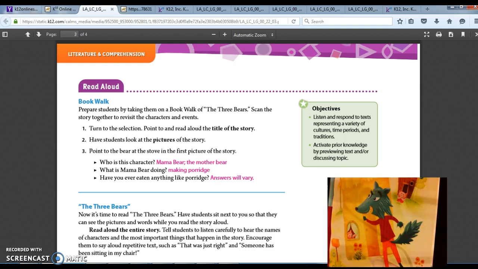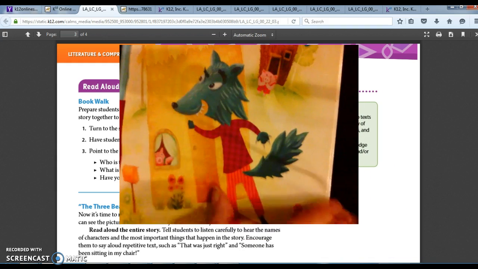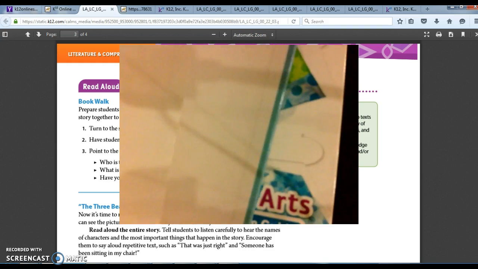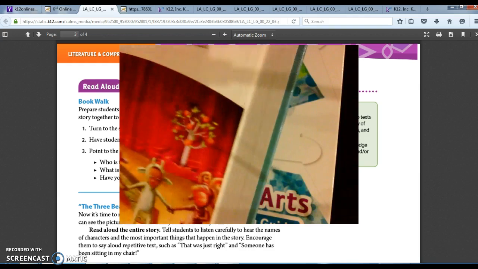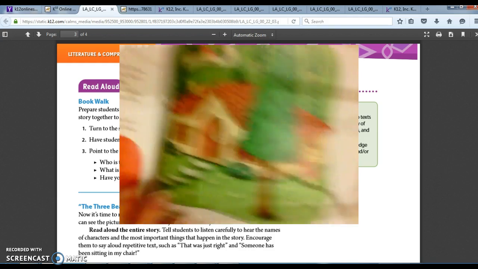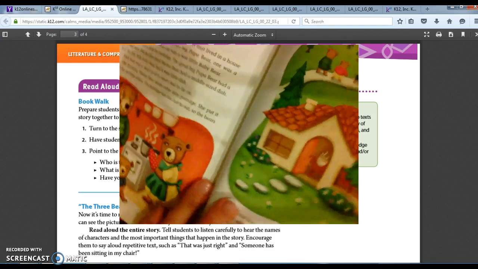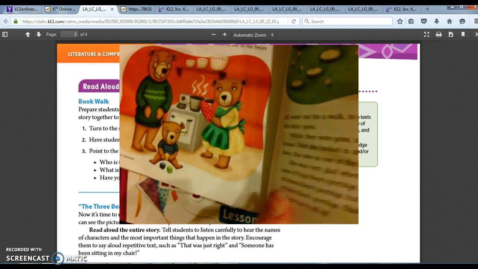And so we're going to look at the first picture in the story on page 150. So if you will take your Read Aloud Treasury book and turn to page 150. Now, as you're turning there, I want you to be thinking about who is the character in this story. I'm looking for page 150. Okay, let's see if I can get this where you can see it.